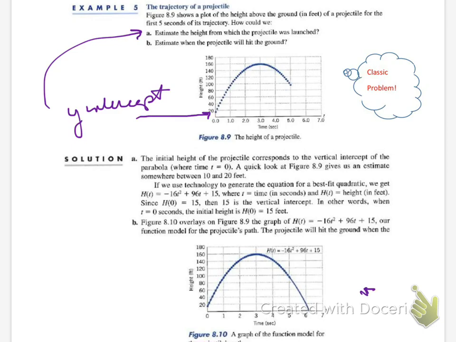So if we were to continue this path, we can kind of figure that out. And question B is asking us for a root. So this question right here is looking for a root. Okay, a special root, the second root, because the first root will be somewhere over here in negative time, which does not make any sense. So we're looking for the second root.